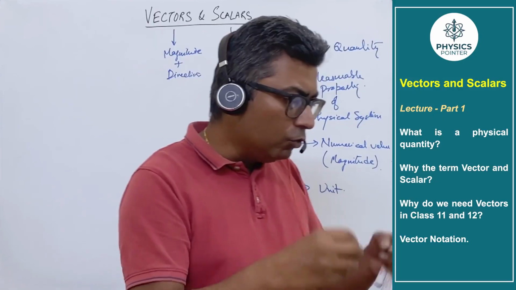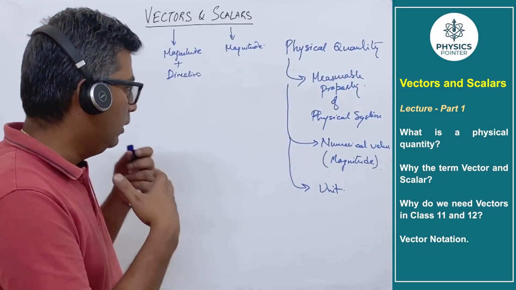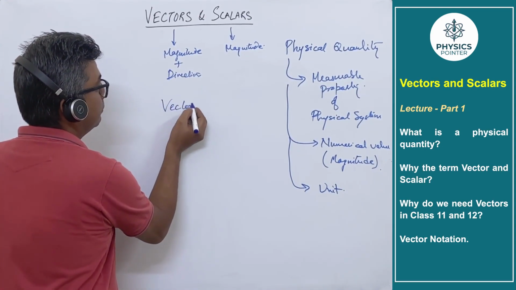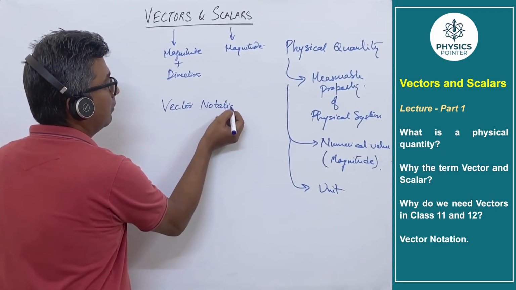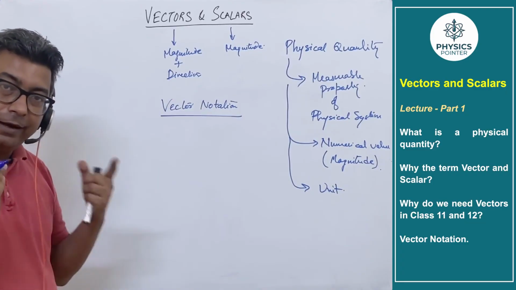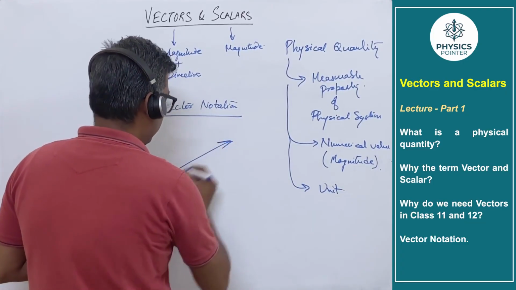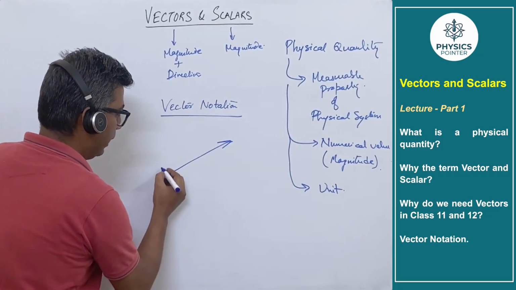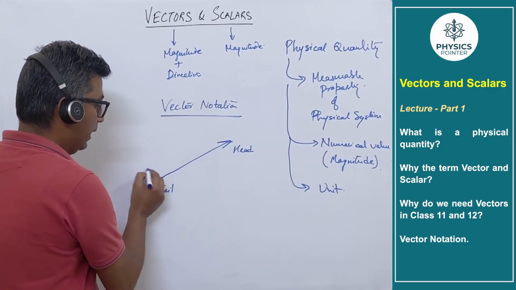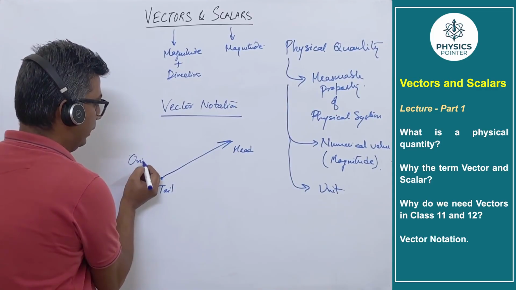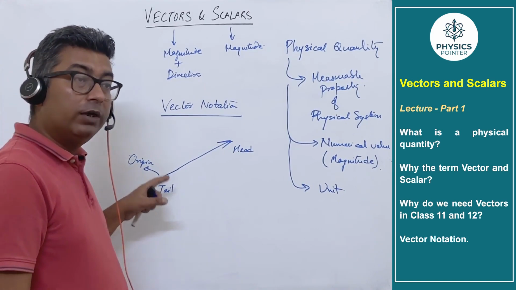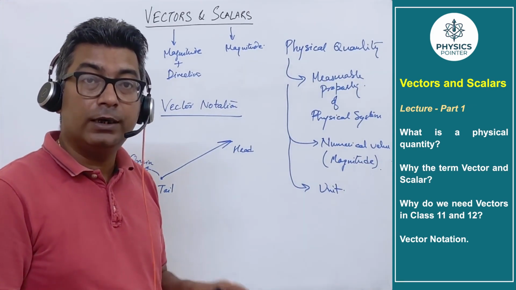Right? How do we actually mention or denote a vector? That is called vector notation. Vector notation is what? If you want to represent a vector graphically, you just need to put an arrow here, and this is called the tail. This is called the head. So tail is actually the origin point where this vector is originating. When you say origin, don't confuse this with the origin of a coordinate system.